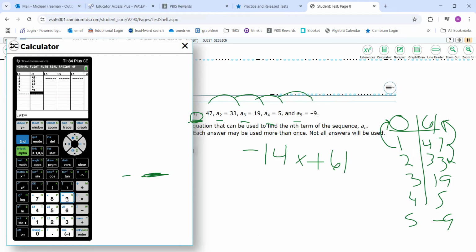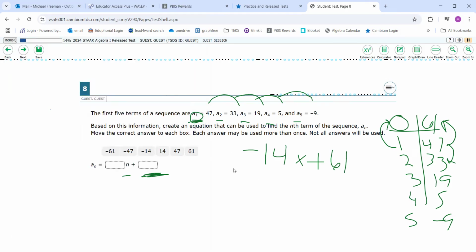All right, so now I hit stat, calc 4, hit enter all the way down. It says negative 14 and 61. Well, that's what we got. And looking at this, I should have known it's linear, because there's no square here. The n is not an exponent. Since it's just regular n, that's got to be linear.